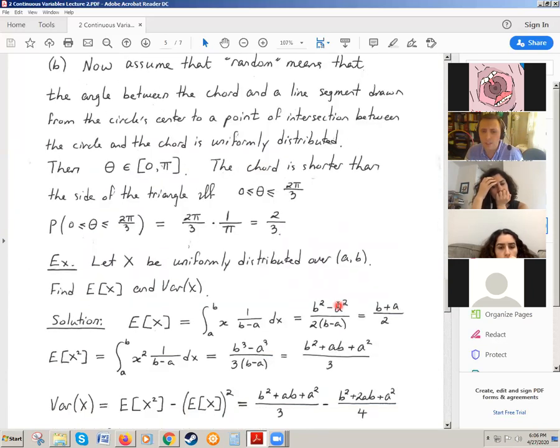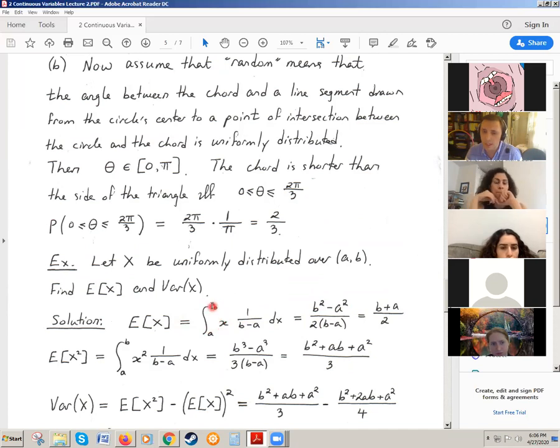And the calculation is very simple, right? The expected value is just the integral from A to B of x times 1 over B minus A dx. Why 1 over B minus A? That's just the density function for a uniformly distributed random variable. And when you integrate this, what do you get? Because I can factor this out, and I just have x squared over 2, plug in B, plug in A. So it's B squared minus A squared over 2 times B minus A.